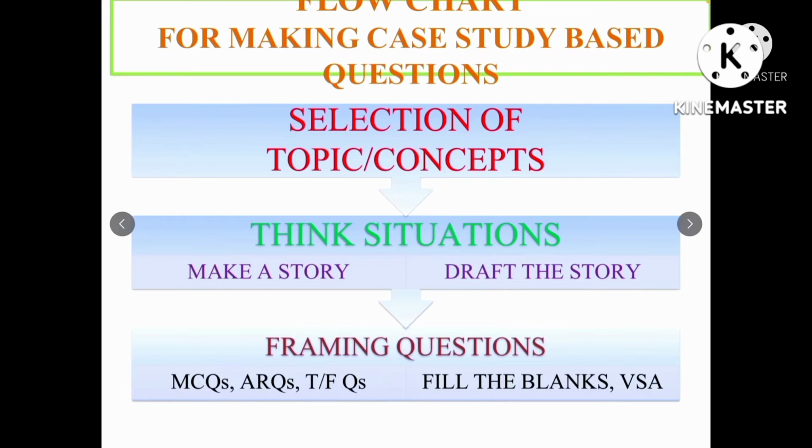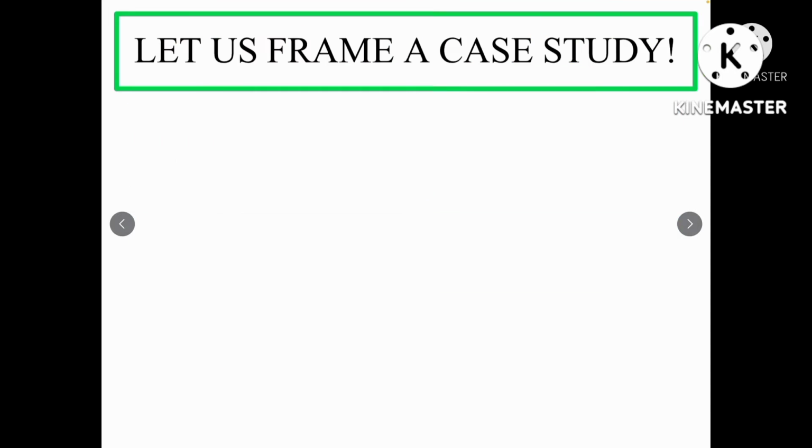Now the flow chart for making case study based questions. Just go through it correctly so that you can frame a good number of case study questions later on. The first point is selection of topic or concept. So first we have to select a topic or concept, then think of a situation, based on the situation make a story and then draft it. Now frame the questions. The questions may be of MCQ type, ARQ type, true false type, fill in the blanks type, or very short answer type.